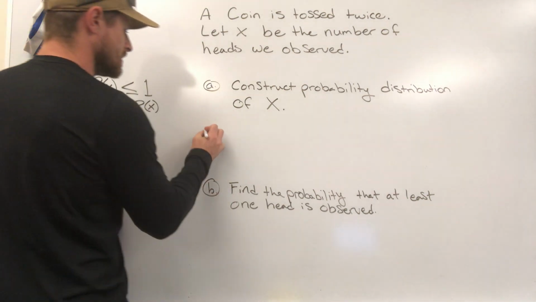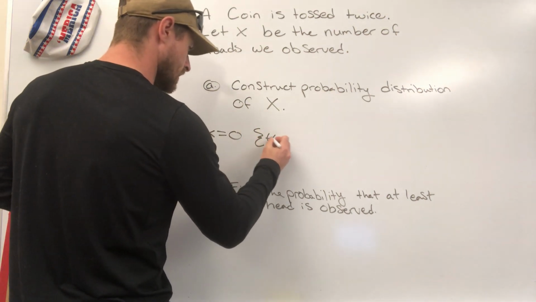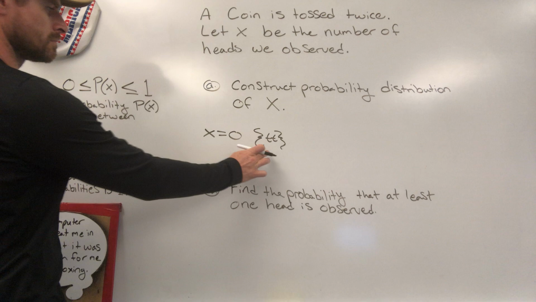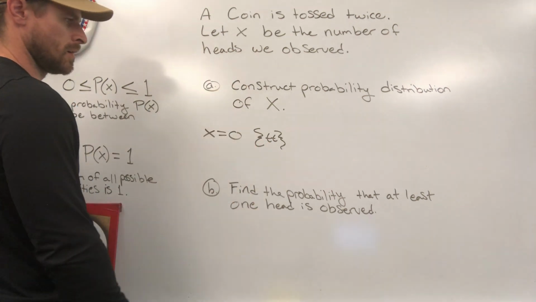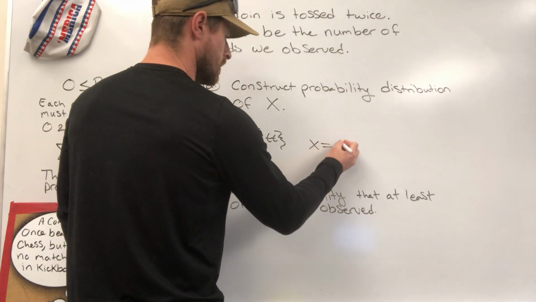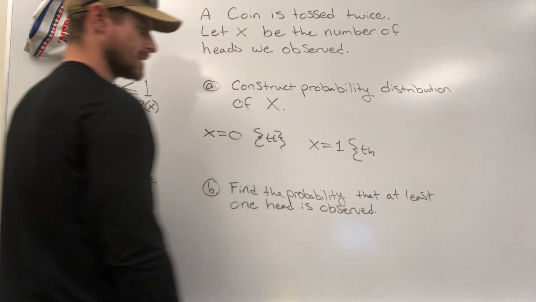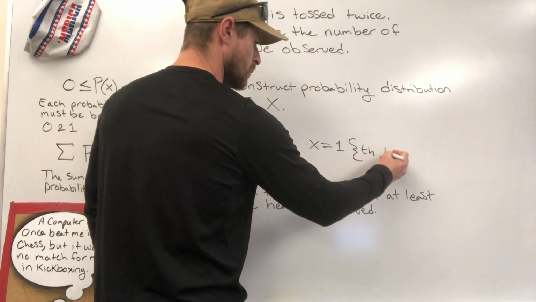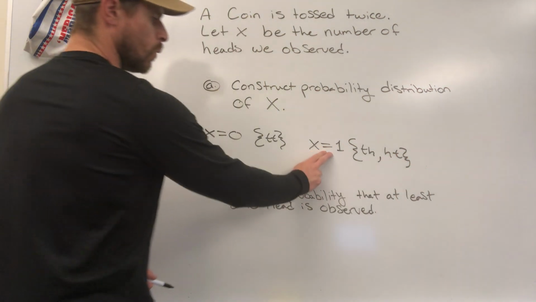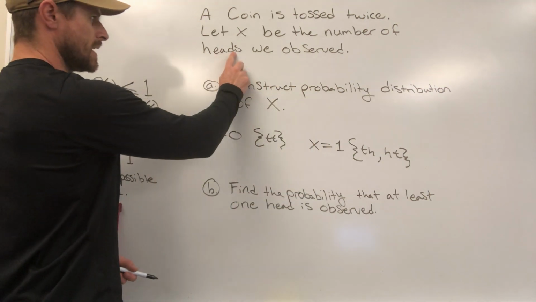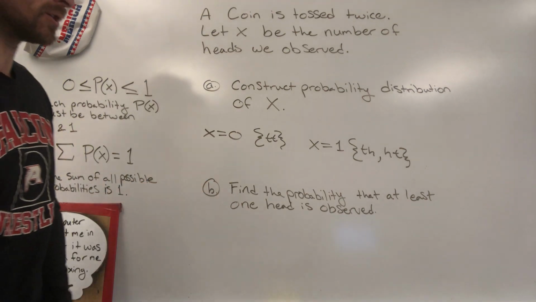X could be 0 if we had a tails and a tails. So never will you see a heads. Tails, tails on both flips. But X could be 1 if we got a tails the first time, heads the second time we flipped, or vice versa. Maybe we got heads the first time, tails the second time. So now we've got 1 time seeing heads. That could happen twice. 2 different scenarios where that occurs.